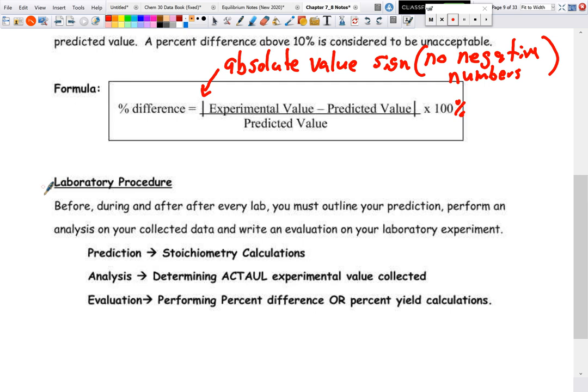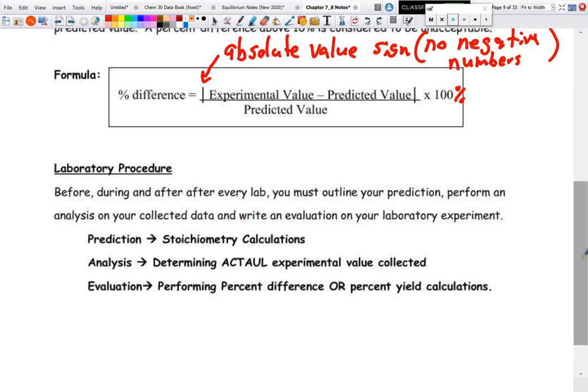Of course, we will need to get just a few little definitions out of the way for a laboratory procedure. Before, during, and after every lab, you must outline your prediction, perform an analysis on your collected data, and then write an evaluation on your laboratory experiment. That is every lab you will do. Now, obviously, with the circumstances that we have right now, we can't really do that, but either way, we will go through them on paper. So words you want to look for, specifically when you're answering stuff on labs, are prediction, analysis, and evaluation.